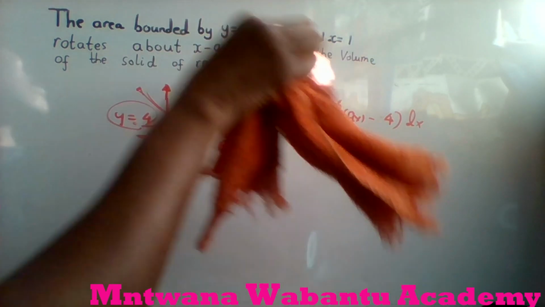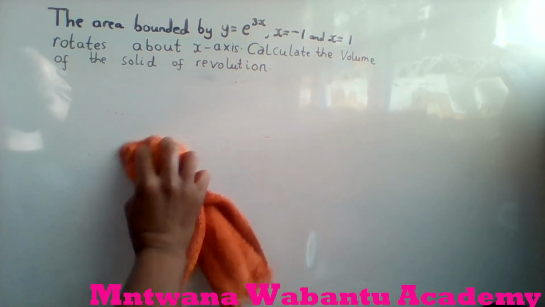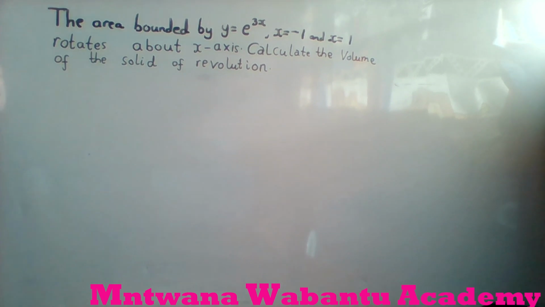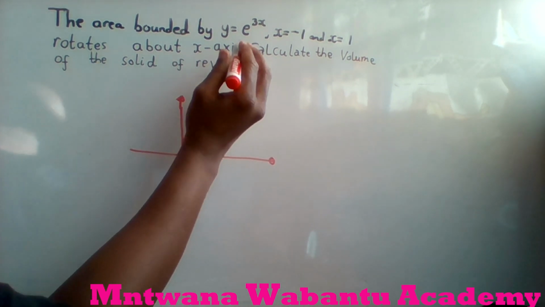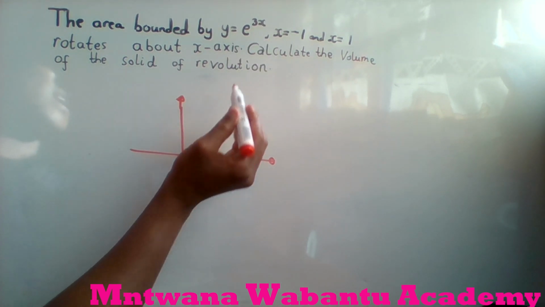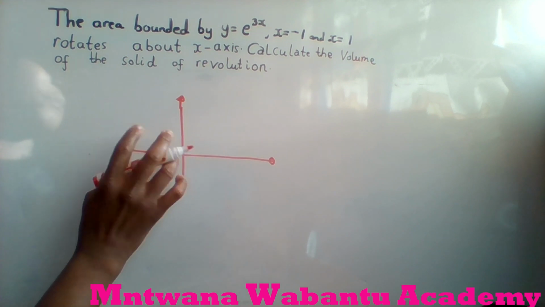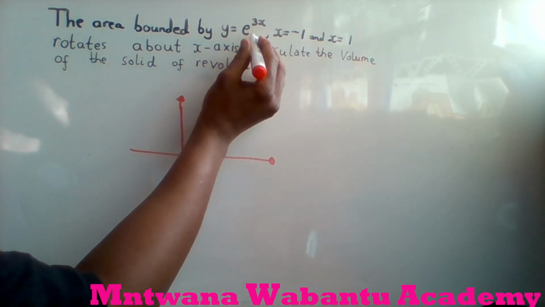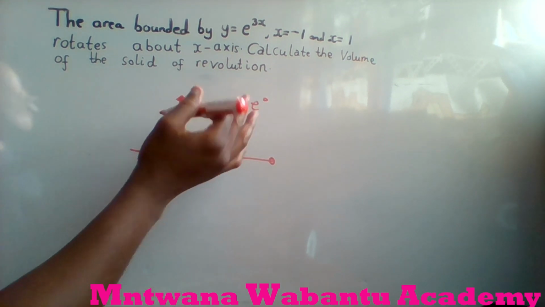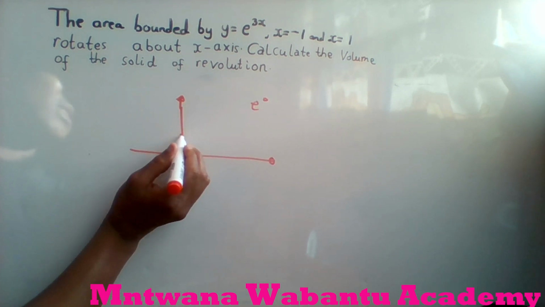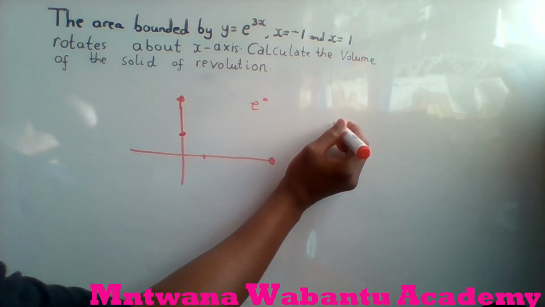Sometimes they might give you something different, depending on how the equation is given. Okay, you have a Cartesian plane, and in it you have e^(3x). Remember, to draw the graph, let's say x equals 0. Then it's e^0, which equals 1, so the graph cuts the y-axis at 1. Now let's say x equals 1. It's going to be e^1.